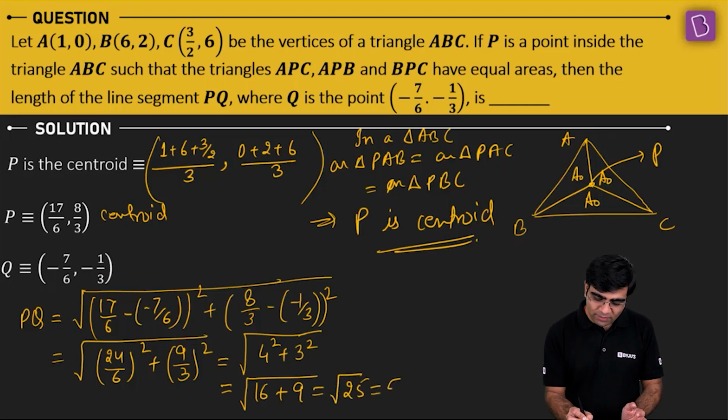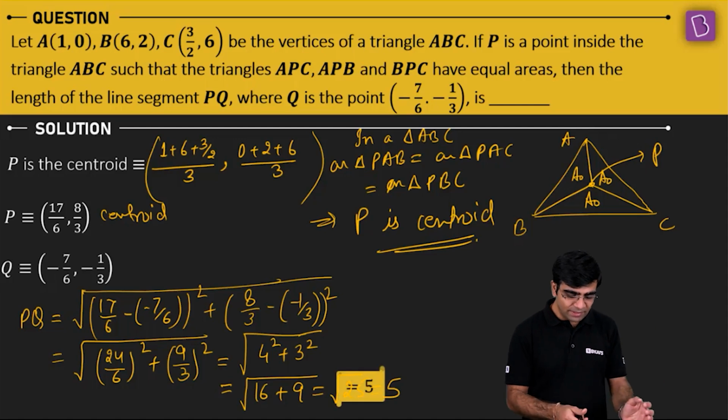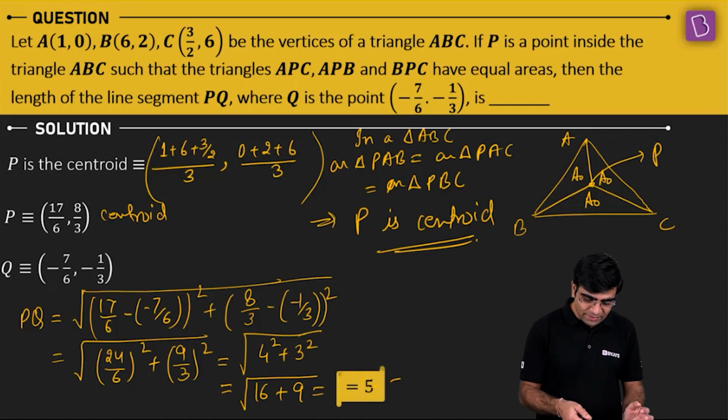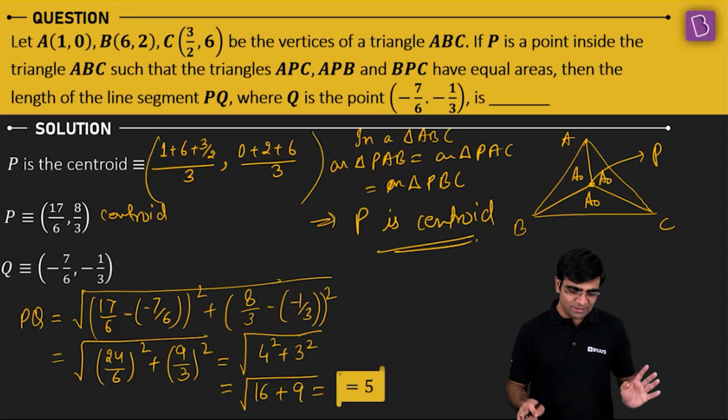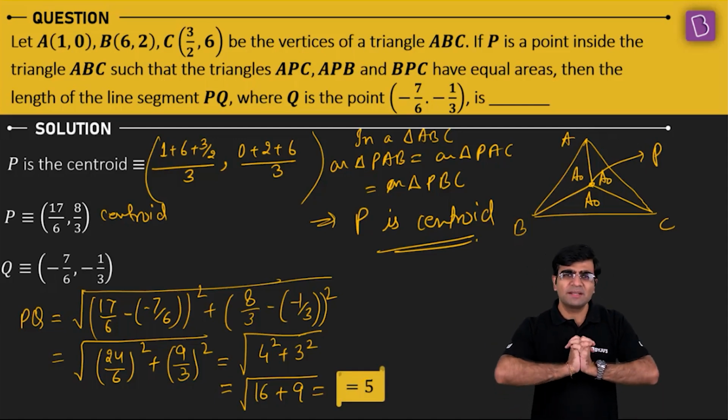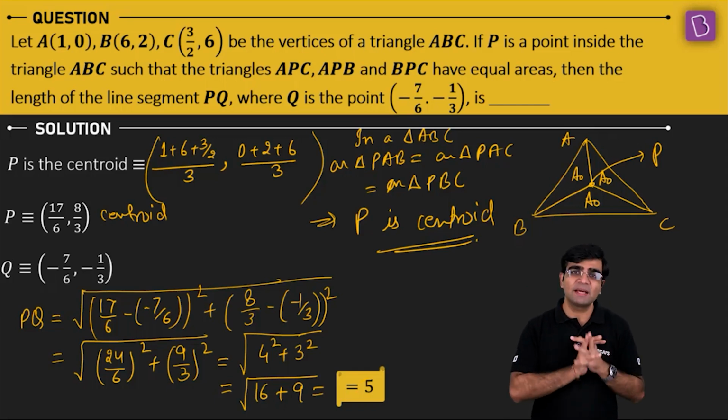That turns out to be what? 5. What is my answer? Simply 5. Alright, so we get this as root of 16 plus 9 equal to 5. Understood it? Everyone got the idea how we are moving ahead with the calculation?